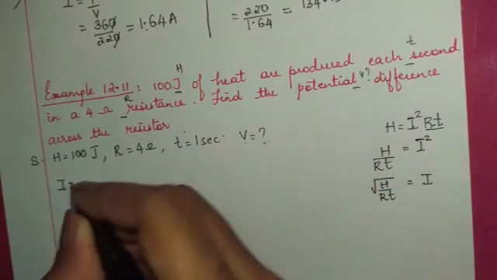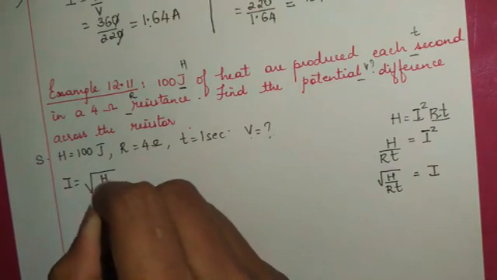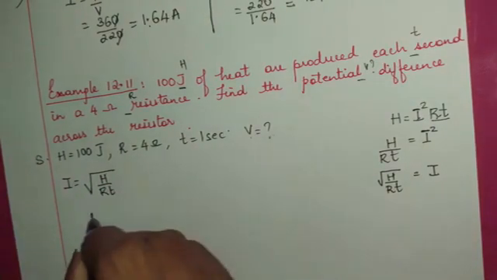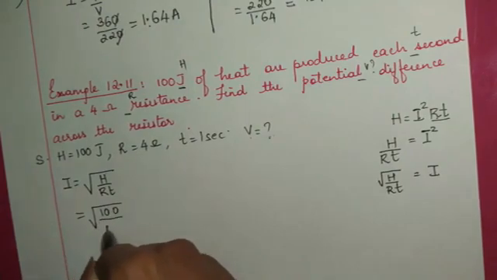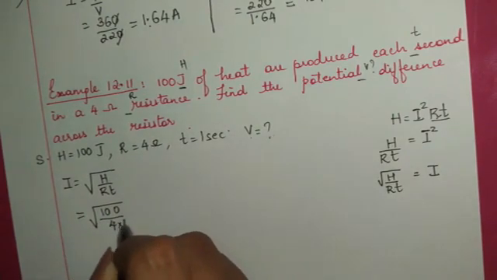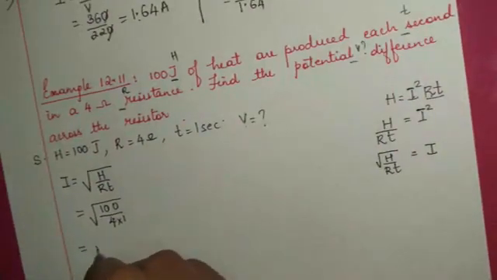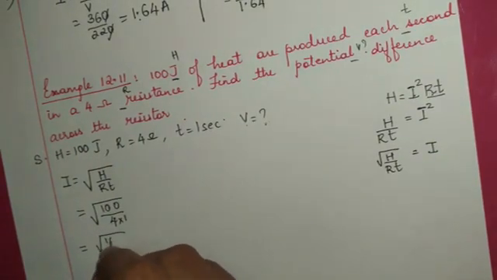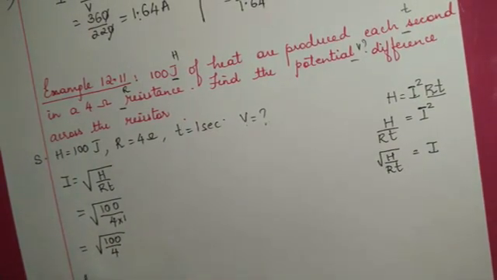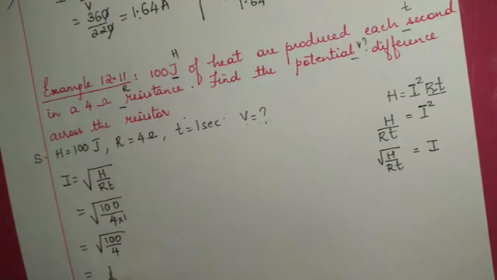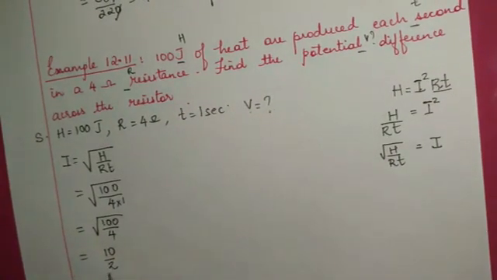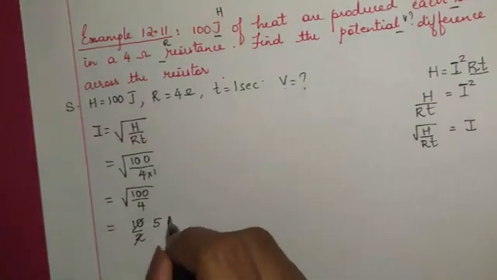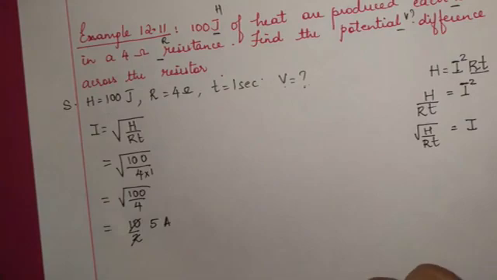So I is equal to root of H upon RT. That means root of H is 100, R is 4 and T is 1. So that means root of 100 upon 4. And what is the root of 100? We know is 10, and the root of 4 we know is 2. And when you cancel the 2, you will get 5. So we got I is equal to 5 amperes.